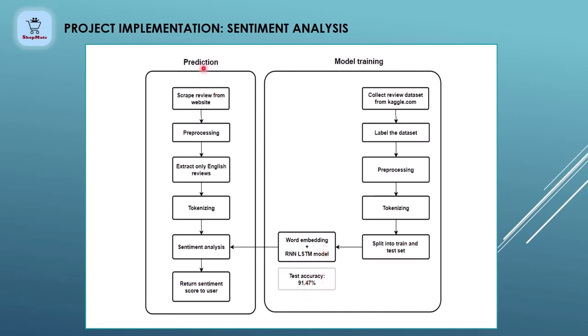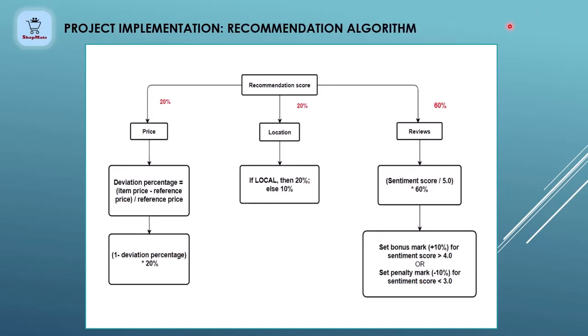On the other hand, for the prediction part, the review is scraped from the website and then apply the same pre-processing, and then only English reviews will be extracted because the model is trained using only English reviews. And then the reviews will be tokenized and undergo the sentiment analysis, and a sentiment score will return to the user. The next implementation that I want to share with you is this recommendation algorithm.